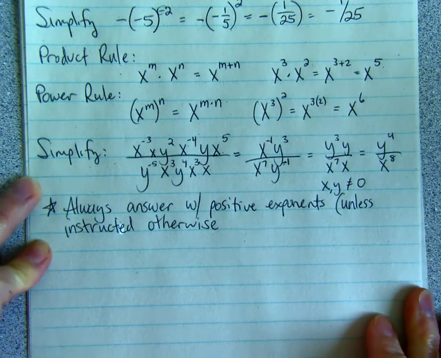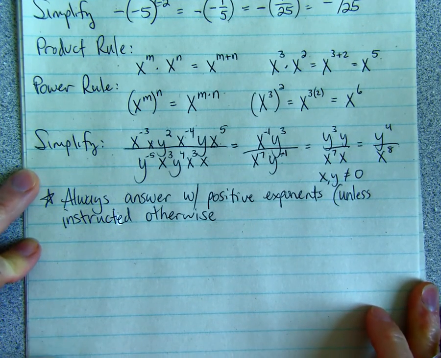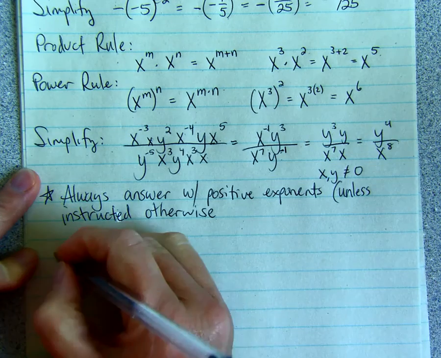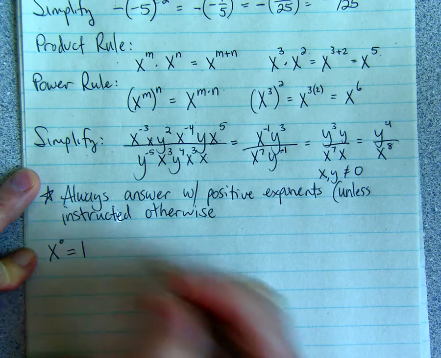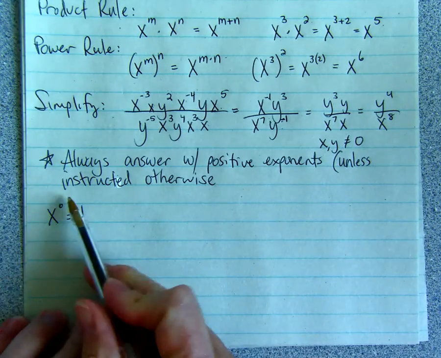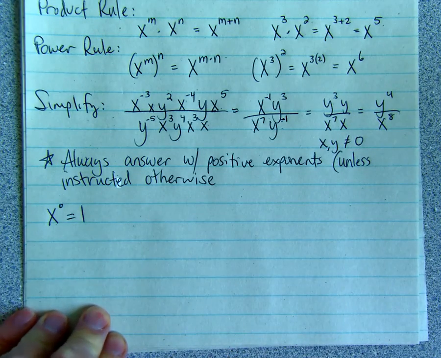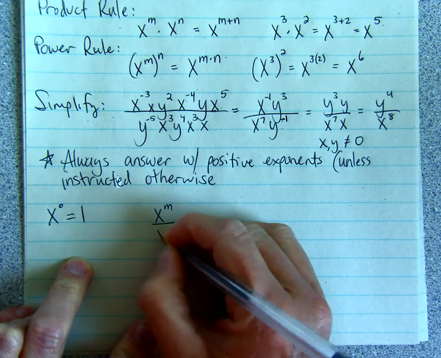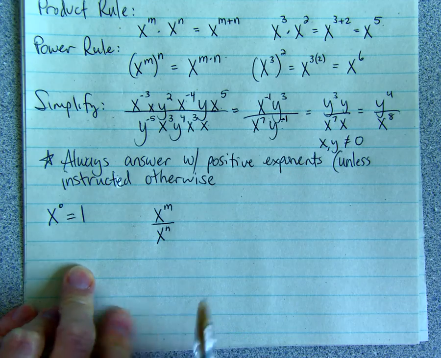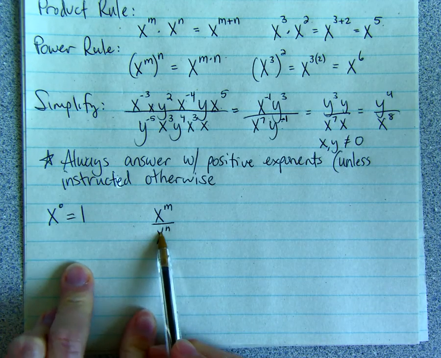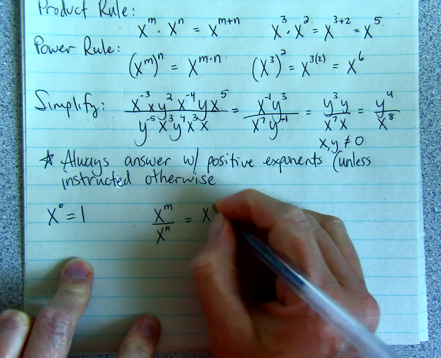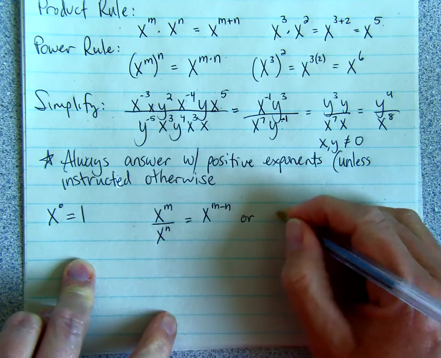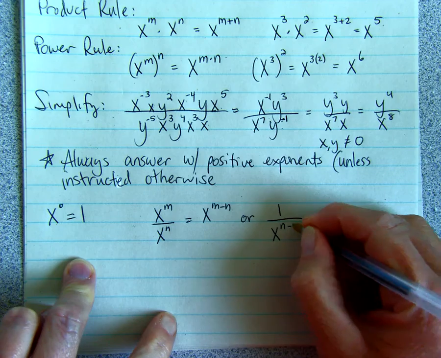And then we need to remember a couple of other properties. One is x to the 0 always equals 1. Doesn't matter what it is, if you raise it to the 0 power, it will be 1. And then we have a quotient property, which is if you divide and they have the same base, you can just subtract exponents. Or you could do 1 over x to the n minus m.